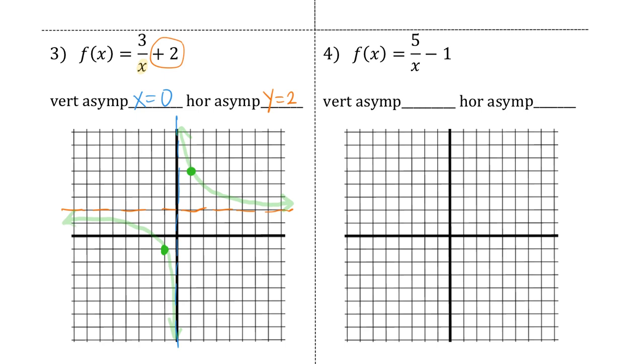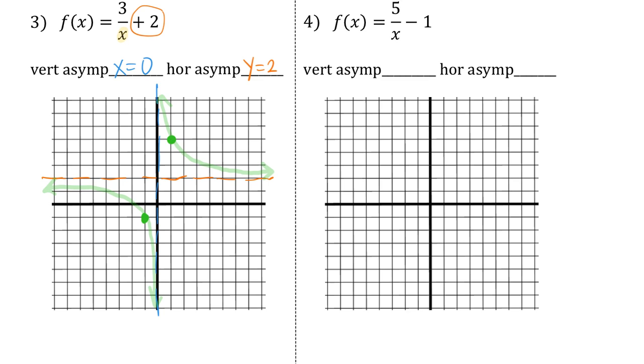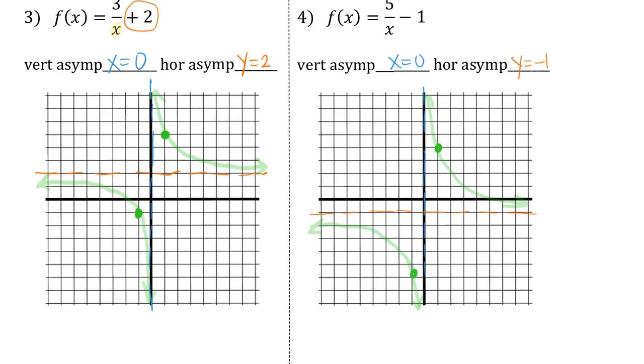Okay, go ahead and try 4. Unpause when you want to check. Okay, vertical asymptote x equals 0. Horizontal asymptote y equals -1. And then I plugged in 1 and -1, or I used the pattern from where the asymptotes are meeting. Since this is a +5, when I plug in 1, I go up 5. When I plug in -1, I go down 5.